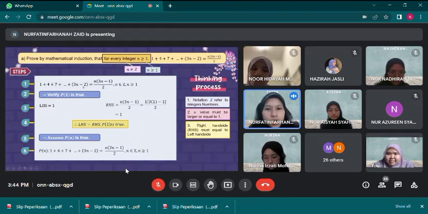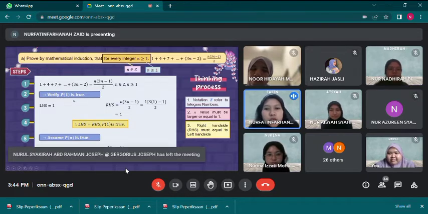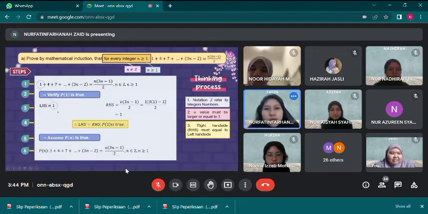So, in the first step of verifying P1 is true, we should try to prove that the result of the right hand side is equal to the left hand side. So like in this question, the first term that you can find in the left hand side result is 1, this one.